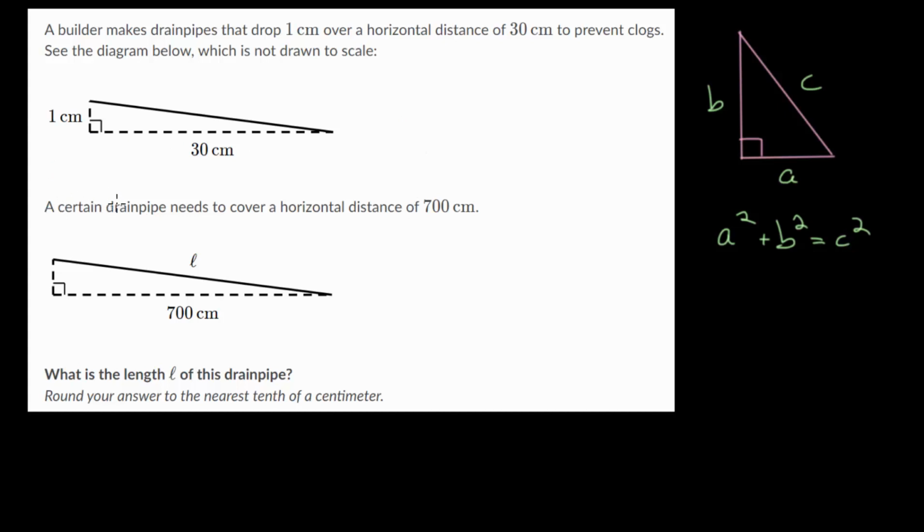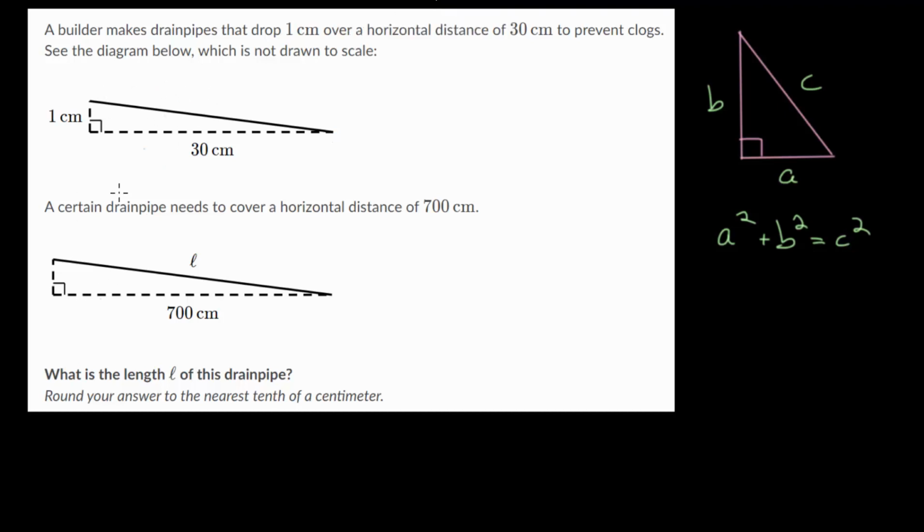So a certain drain pipe needs to cover a horizontal distance of 700 centimeters. So this bottom length needs to be 700, and we need to figure out what the total length of the drain pipe is, and we've called that L in this problem, and we'll round it to the nearest tenth of a centimeter. So with these drain pipes, every 30 centimeters, it drops 1 centimeter. So you can imagine this continuing as you go on, and we just need the total length of that drain pipe as it goes for 700 horizontal centimeters.